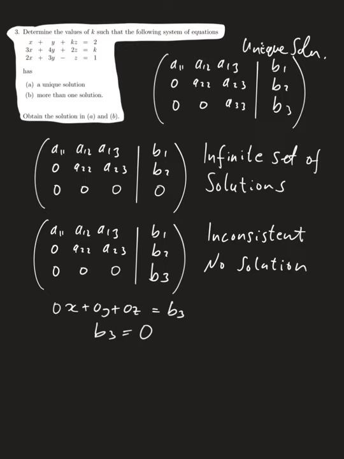So part A is unique solution up here. Part B is for more than one solution, which is going to look like this. So let's start off, do our Gaussian elimination and see where we end up. The augmented matrix for this system looks like this. The first row was x plus y plus kz is equal to 2. That's where I got 1, 1, k and 2, and so on. So we're going to do Gaussian elimination here.